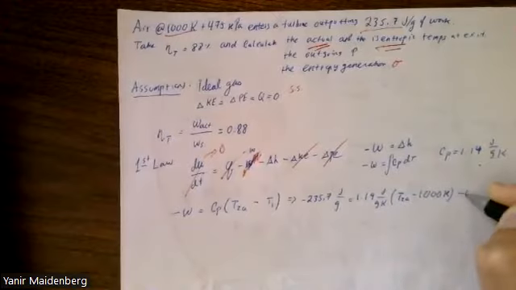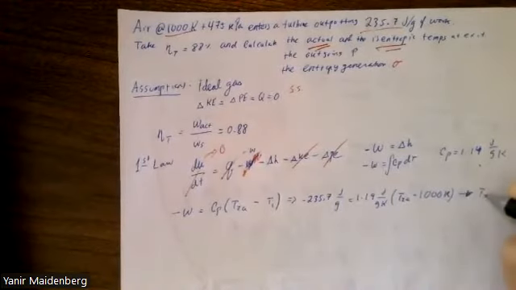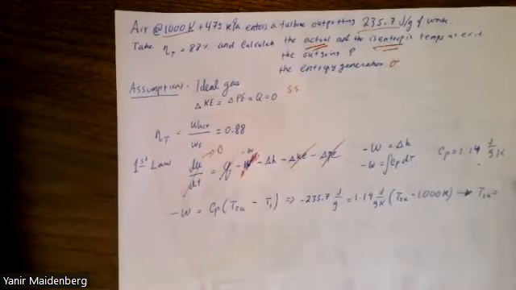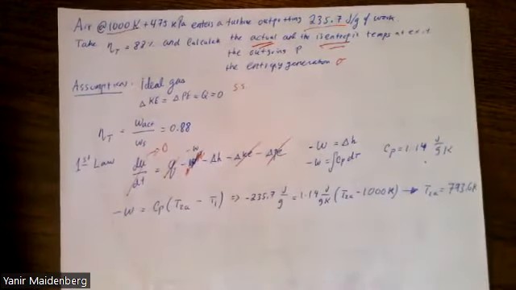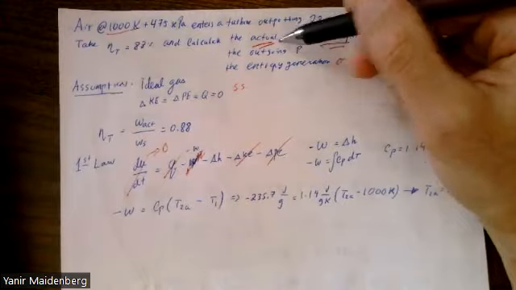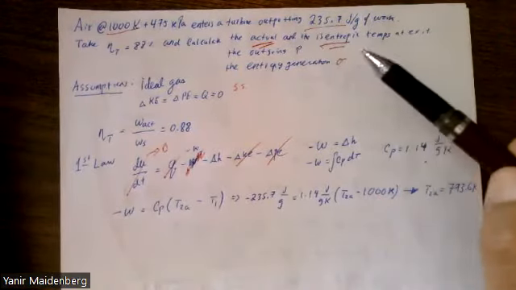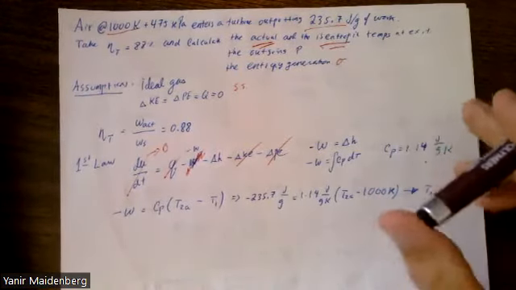And therefore, when you solve this, you find, this is just one equation, one unknown, easy peasy. This is 793.6 Kelvin. Okay, so that answers the actual temperature. We want to know the actual temperature at the end of it.